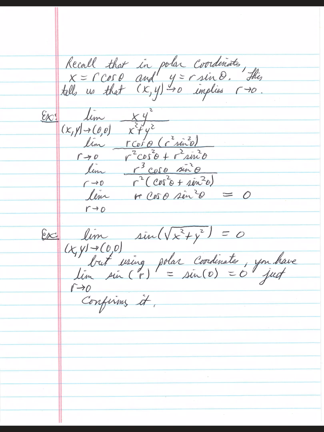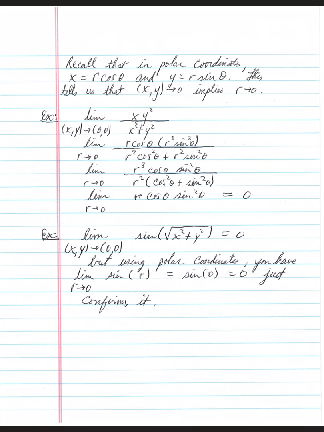Recall that in polar coordinates, x is equal to r times cosine theta, and y is equal to r times sine theta. If x and y approach 0, that means r must approach 0 as well. Sine and cosine just oscillate up and down forever between -1 and +1. So if x and y ever have to go to 0, that r value must also go to 0.